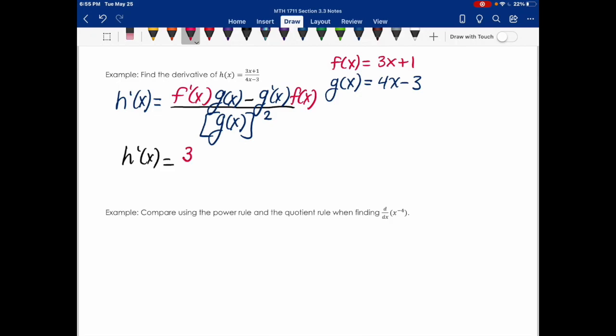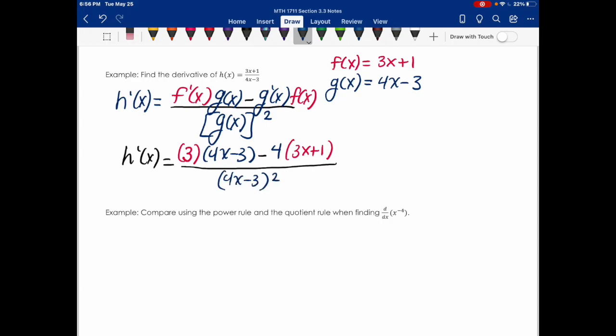Okay, when I fill in these values, since f of x is 3x plus 1, when I find the derivative, I'm just going to have 3. And then I'm going to multiply that by g of x, which is 4x minus 3. I'm going to subtract and take the derivative of g of x, which is just 4. And I'm going to multiply that by f of x, which is 3x plus 1. And then I'm going to divide that, and in the denominator, I'm going to take 4x minus 3, which is my g of x, and square it.